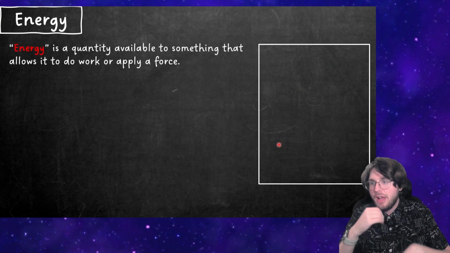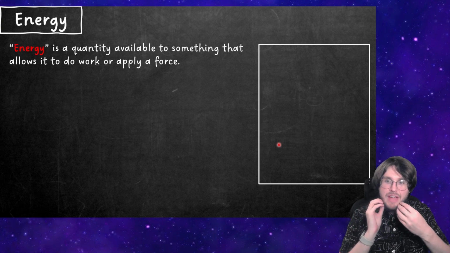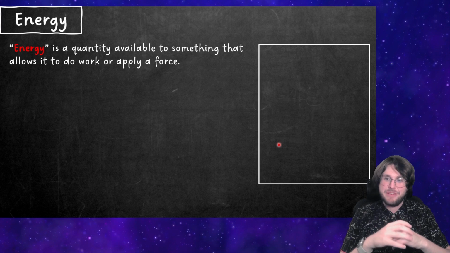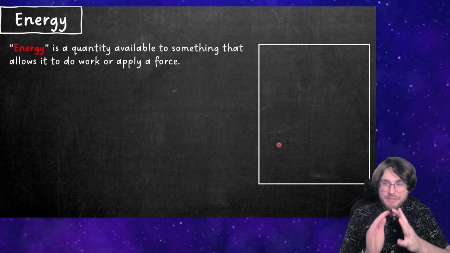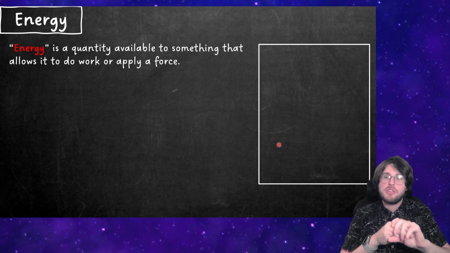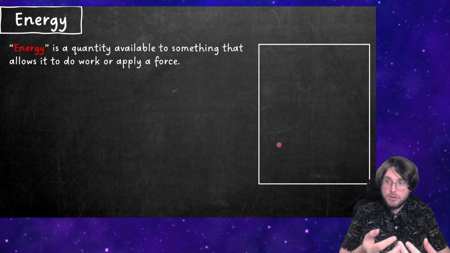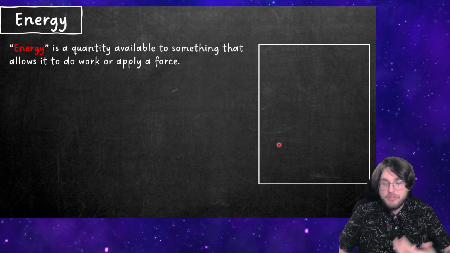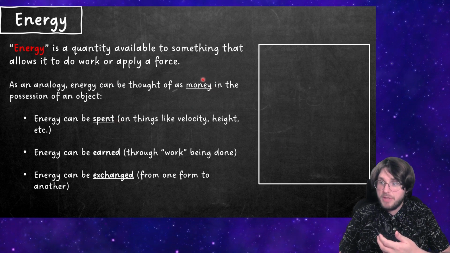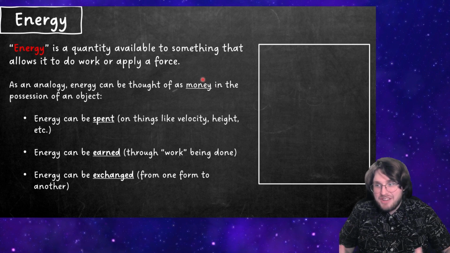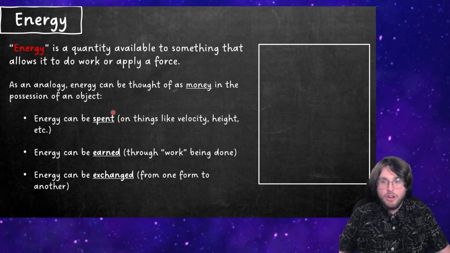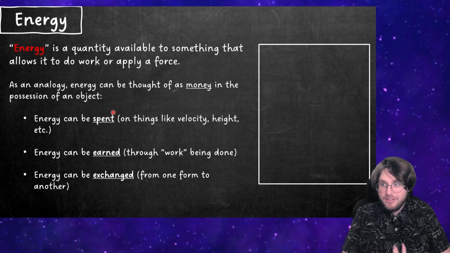So in exchange for all of that is a quantity that was starting to be thought of, which is energy. And energy has kind of a weird definition in physics, but I like to define it as a quantity available to something that allows it to do work or to apply a force. So think of it as almost like how much money is available to something, in cash in their wallet. Energy can be spent, like money can be spent, on things like velocity or height, etc.